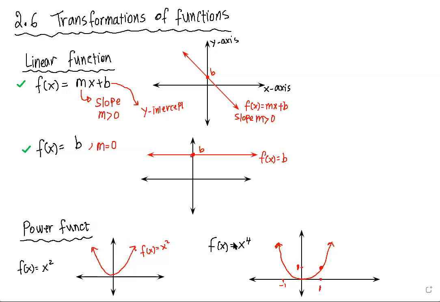How it opens depends on the sign in front of the leading term. If it's positive, the graph will open upward. If it's negative, it will open downward. So the same thing applies for f of x equals x to the power 6, x to the power 8, whatever.